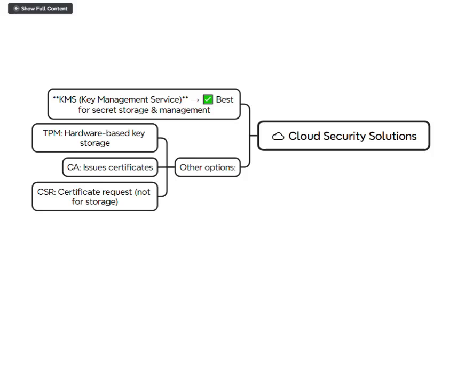TPM is great for securing devices locally but isn't meant for managing keys across a cloud platform. CA issues digital certificates, not keys or secrets. And a CSR, certificate signing request, is just a request for a certificate. It doesn't store anything itself. So if you're looking to manage secrets securely online, KMS is definitely the tool for the job.